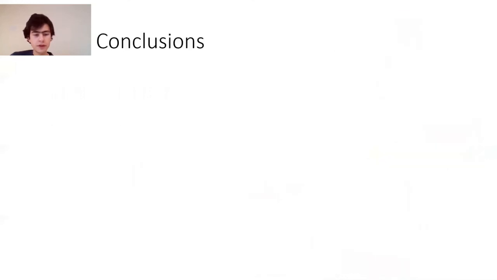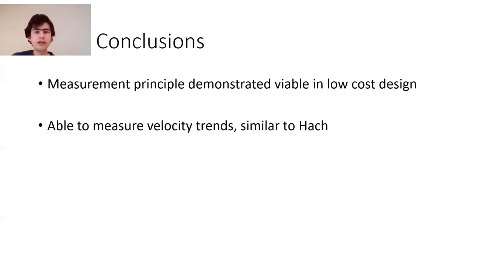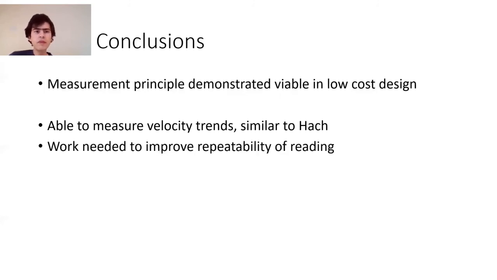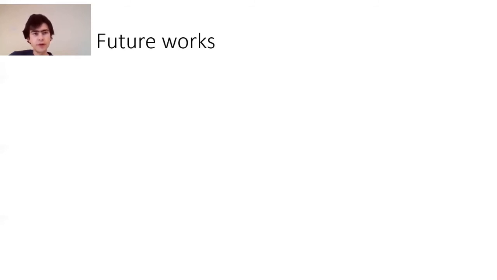So from this we can draw a few conclusions. Our first conclusion is the measurement principle is demonstrated viable in a low-cost design. We've shown that the Doppler shift can be implemented cheaply and measure fairly well the velocity trends, similar to Hacke in its current state. However, work needs to be done to improve the repeatability of the readings, and particularly getting rid of that wide variance in the data. We also note that the low velocity levels cause instability, and so that leads us on to our future works.